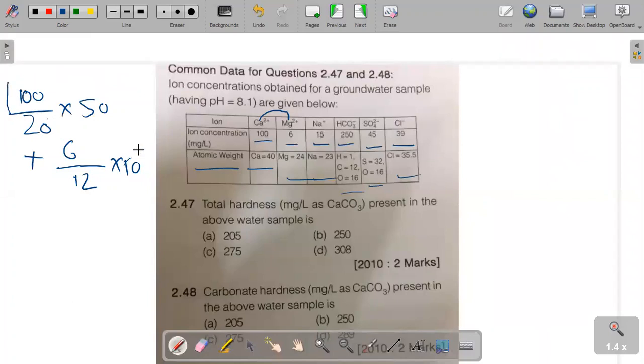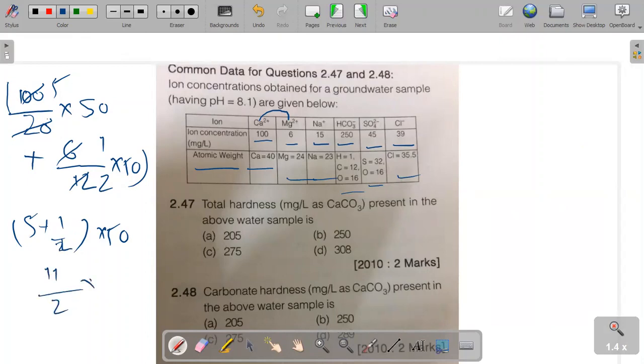So if you solve this, you'll get the value. So it's 5, and here we get 2. So 5 plus 1 by 2 into 50. So 5 to 10, 11 by 2 into 50, which is 11 into 25, and you'll get about 275 as your answer. So our C option is the correct answer.